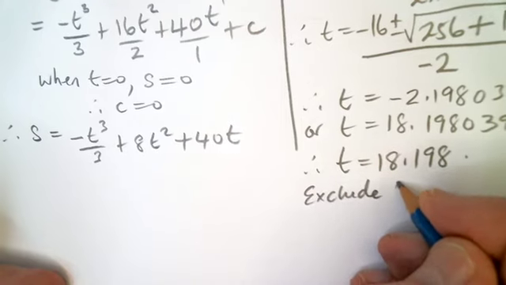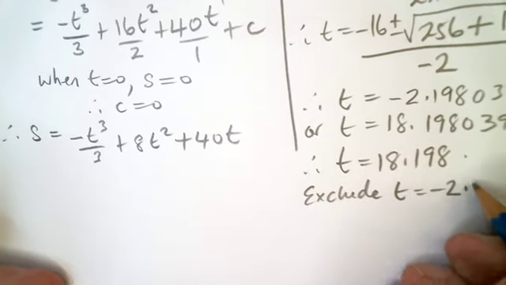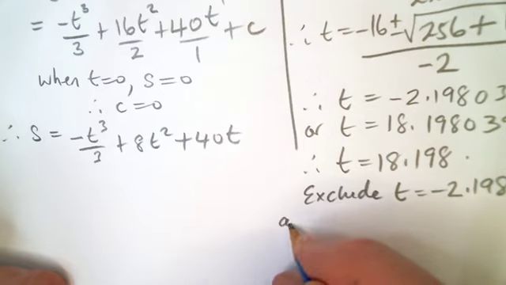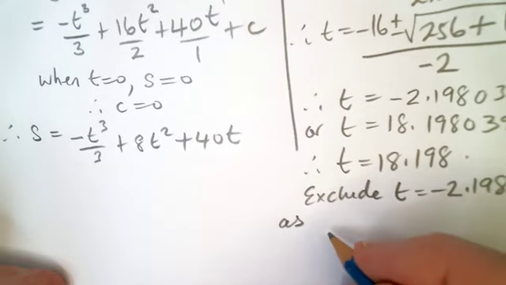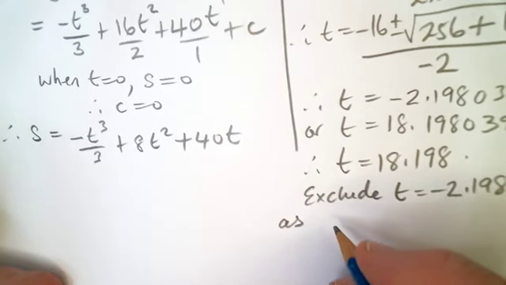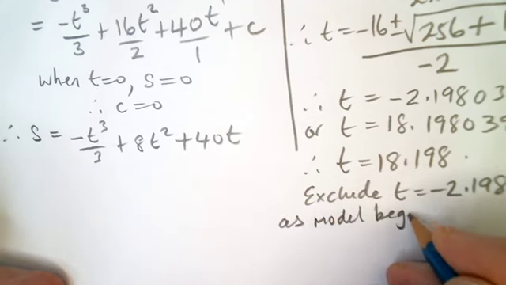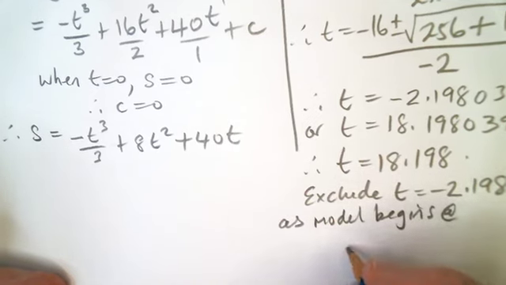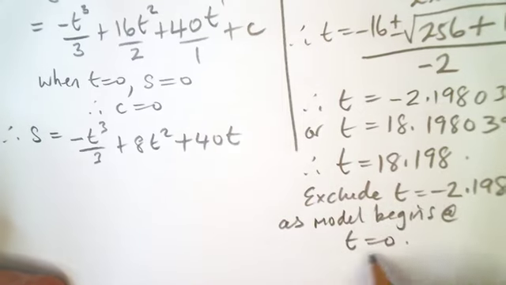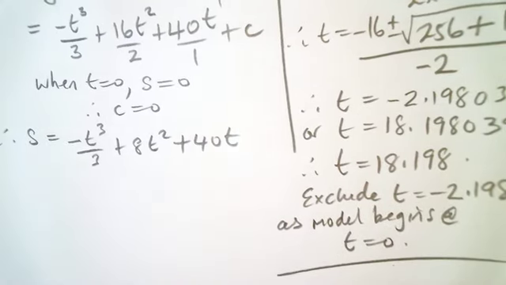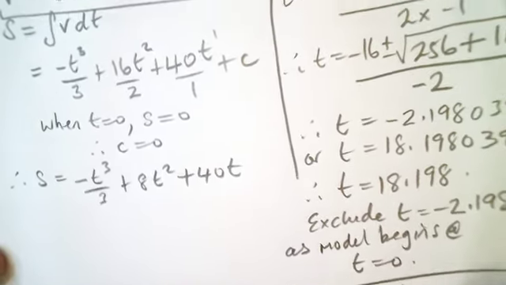I'm going to exclude t is equal to negative 2.198 as the model begins at t is equal to 0. So that's the start point, yeah? Before then, the model is irrelevant.